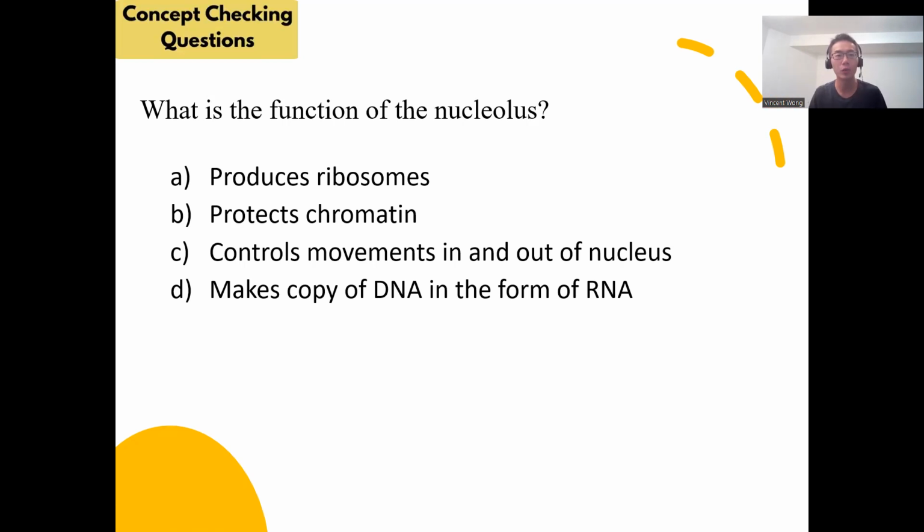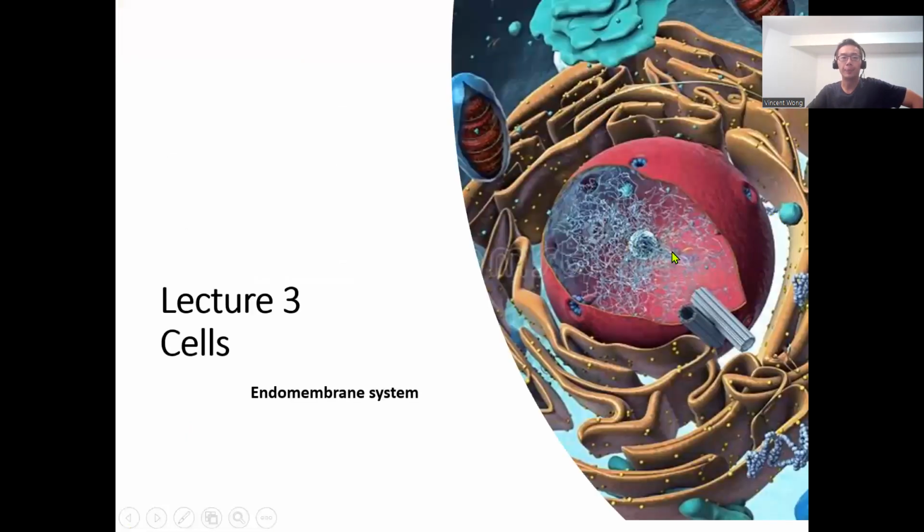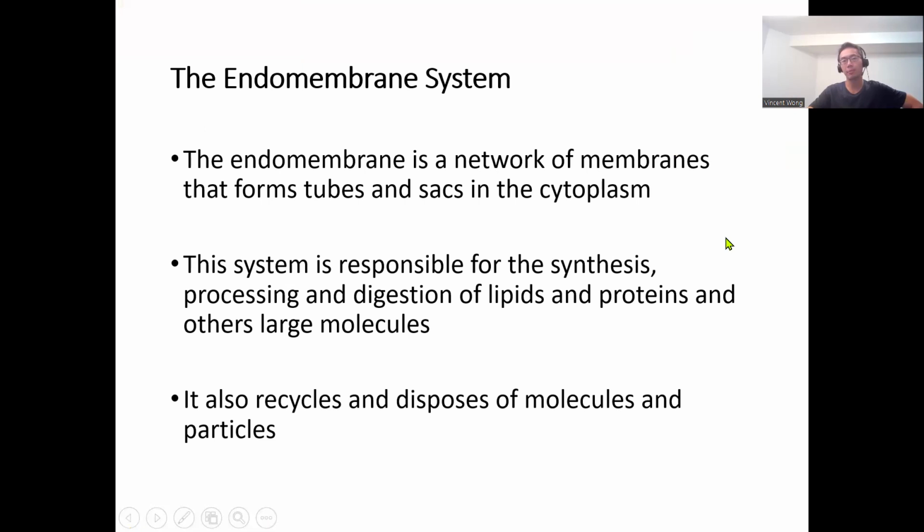The function of the nucleolus. The nucleolus produces ribosome, okay? Making a copy of DNA in the form of RNA, that's the process of transcription. It happens in the nucleus, but that's not the function of the nucleolus, right? The nucleolus is like the seat on the inside. That's what makes the ribosome, all right? That's that.